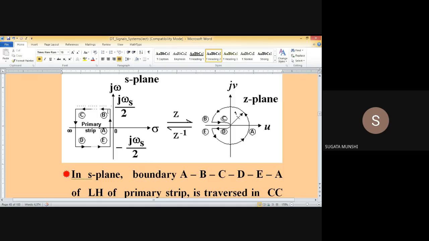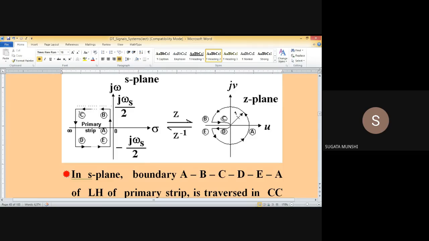Now, on reaching B, you have to travel leftward towards C. Traveling leftward means omega is remaining constant at omega s by 2, that means pi radians. What is changing will be the magnitude of Z. What will happen to the magnitude of Z? Because sigma becomes more and more negative as you travel in this direction.